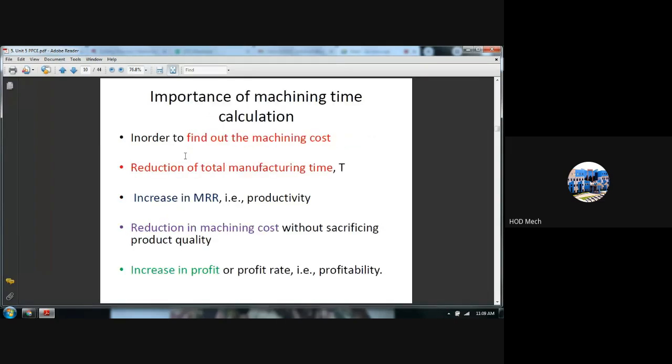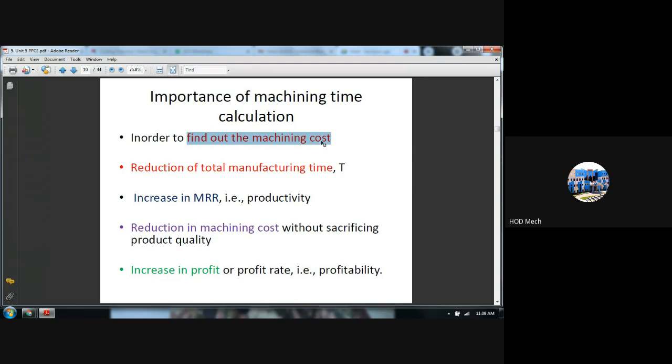Now coming to the importance of machining time calculation. Why is it important to calculate machining time? The first point is to find out the machining cost. What will be the total cost of my machining? When you know your machining cost, only then can you fix the price of your product. Even if you are a sub vendor doing a job order, that calculation tells you what revenue you should take from the person giving you the order. That revenue can be arrived at only when you have the machining cost.